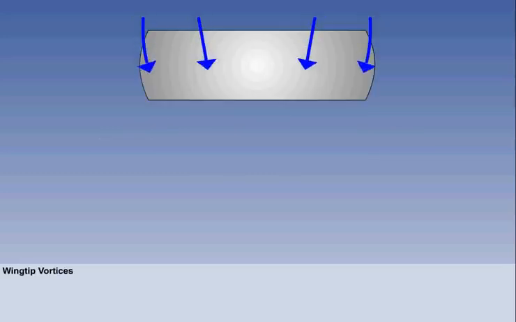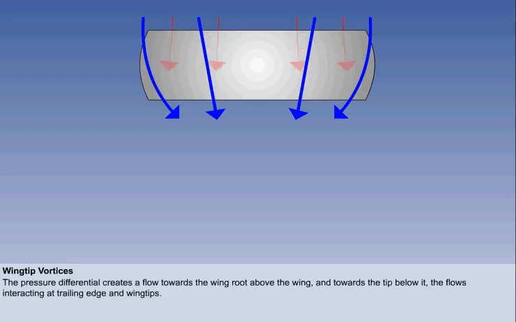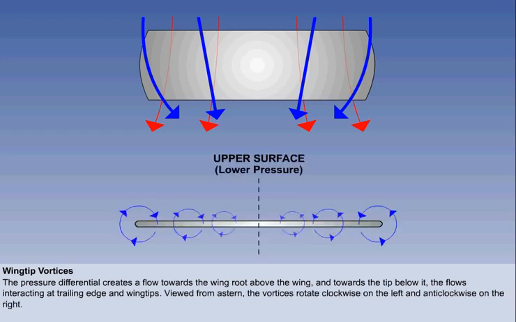The airflow over the top surface of a wing is at a lower pressure than that below the wing. The two flows are modified by this pressure differential, which creates a spanwise element towards the root on the top surface and towards the tips on the lower surfaces, and these flows interact at the trailing edge and wingtips. In the conventional view of the aircraft from the rear, the vortices produced by this interaction rotate clockwise at the left wingtip and anti-clockwise at the right wingtip.